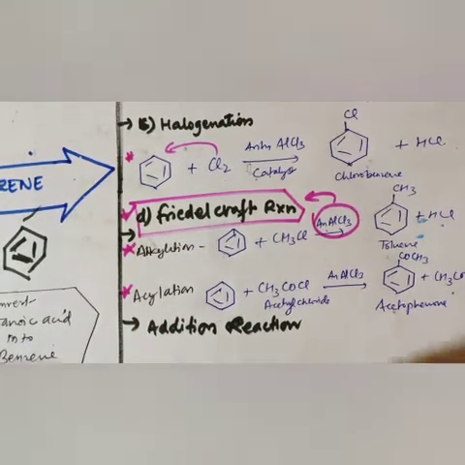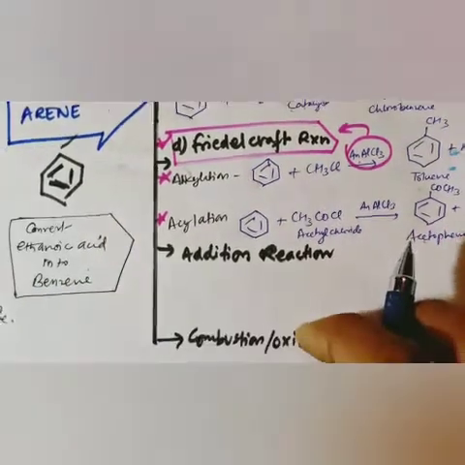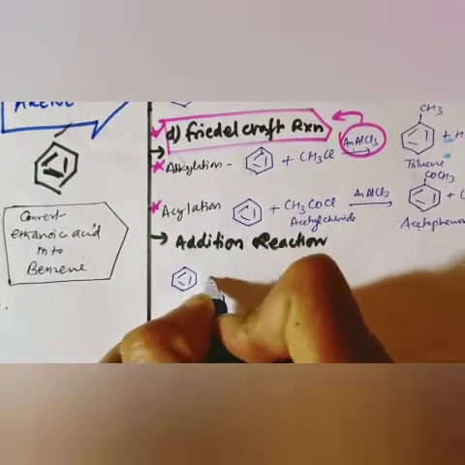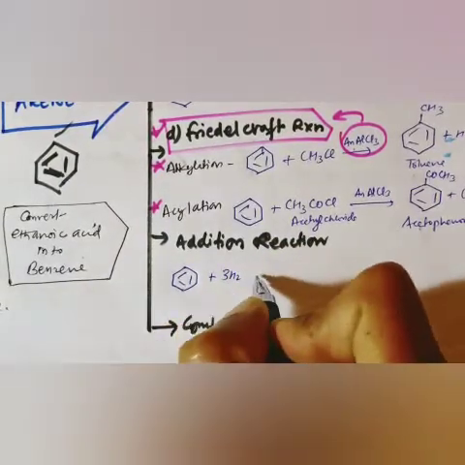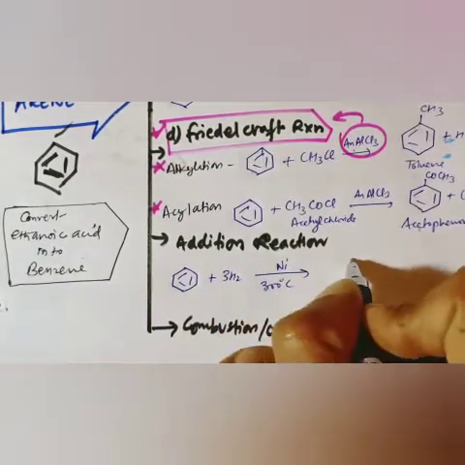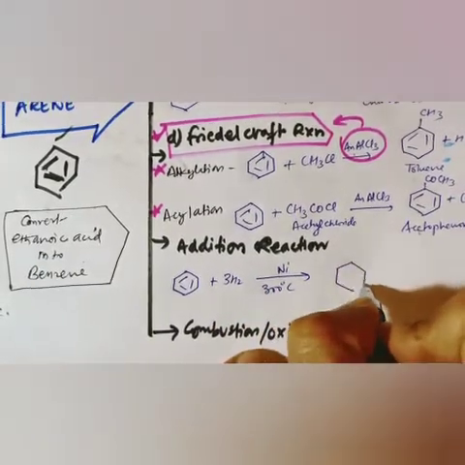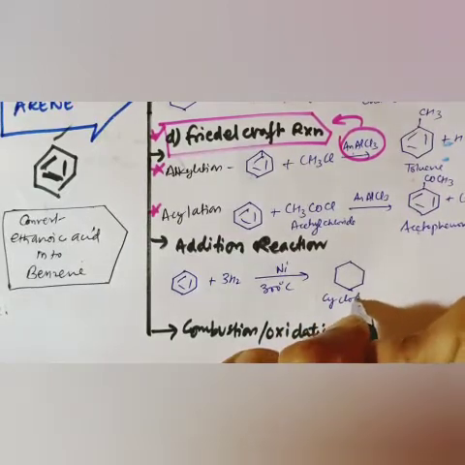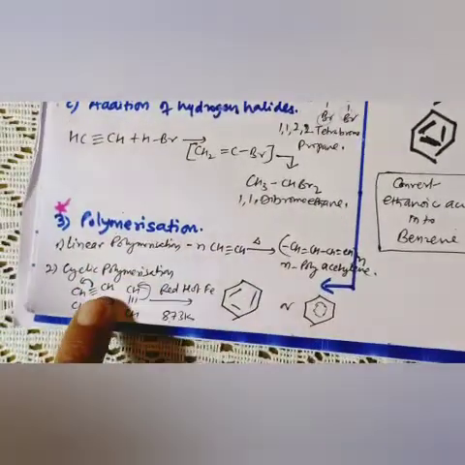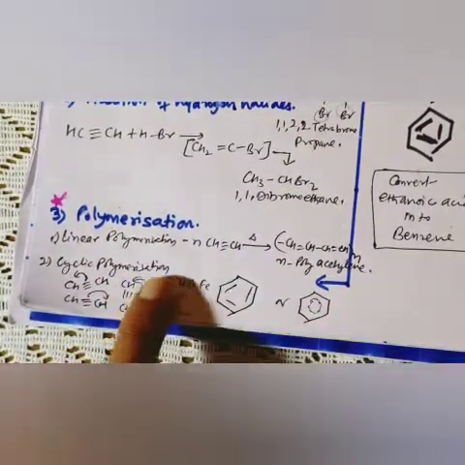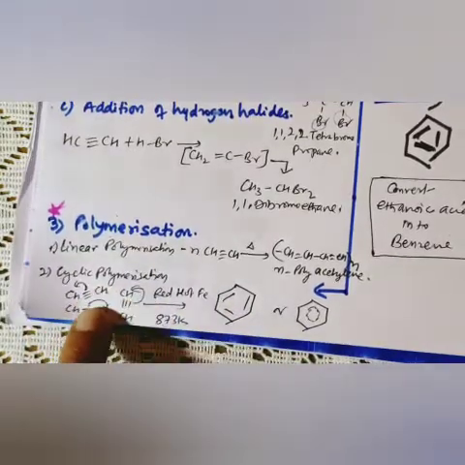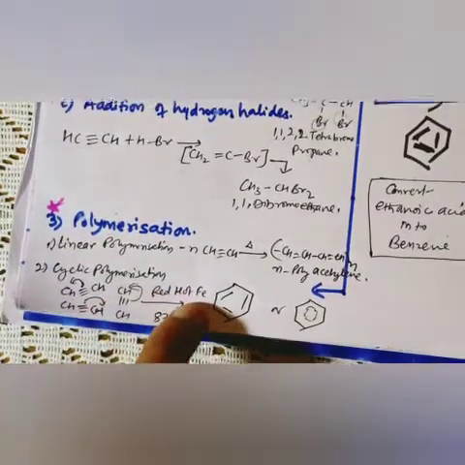Addition reaction you know very well, where we are adding hydrogen. When hydrogen will add with benzene, suppose I am adding 3 hydrogen in the presence of nickel at 300 degrees Celsius, the benzene will change into cyclohexane. This is a very important relation that you need to see. You can see here, dear student, alkyne will change into benzene when red hot iron is added.